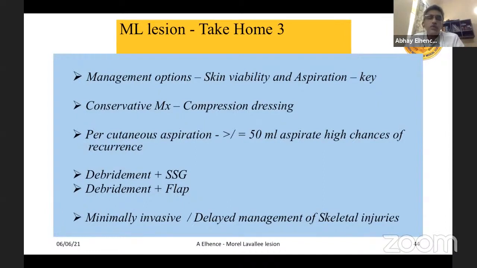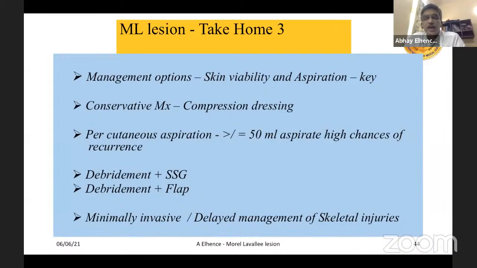The go-to for Morel-Lavallée lesions is aggressive debridement, which will require a coverage, a plastic surgery coverage, based on the area where the lesion is present. Like a proximal thigh will need a skin graft or a flap. The flaps that can be done are the VY plasties, the local flaps, the free flaps, or certain tailor-made flaps for specific regions of the wound, depending upon what part is exposed.